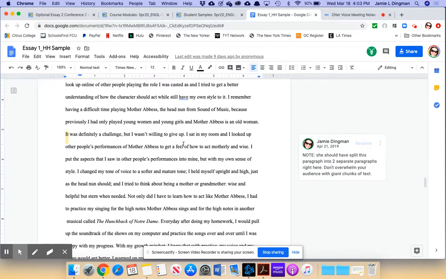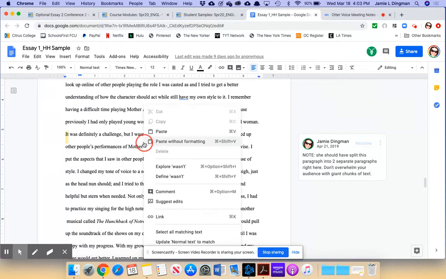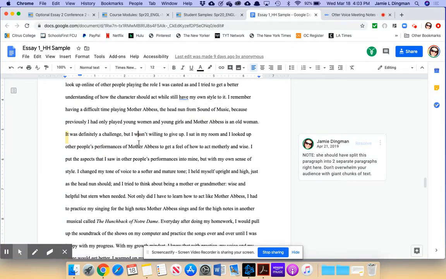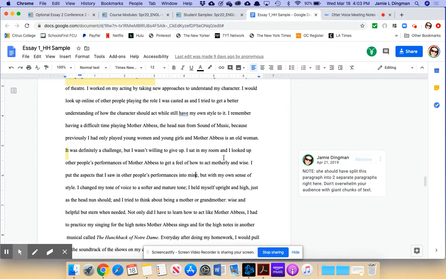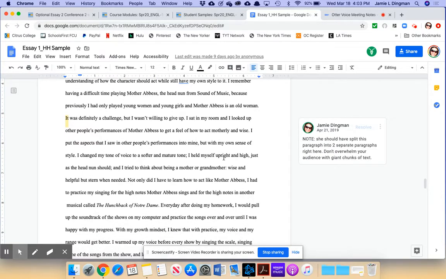All of those details that she's painting for us right here, excellent, excellent, excellent, right? She's giving me details that show how seriously she took this and how much of a growth mindset she had. She really wanted to nail this part. She wanted to perform at the highest level she could. So she practiced and she looked up how other people acted and she got into the mindset of an older woman and really was trying to pay attention to how to create a character, and she worked at it.